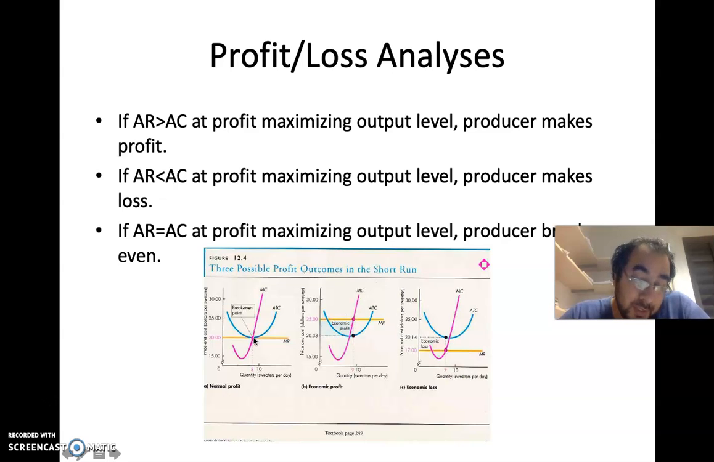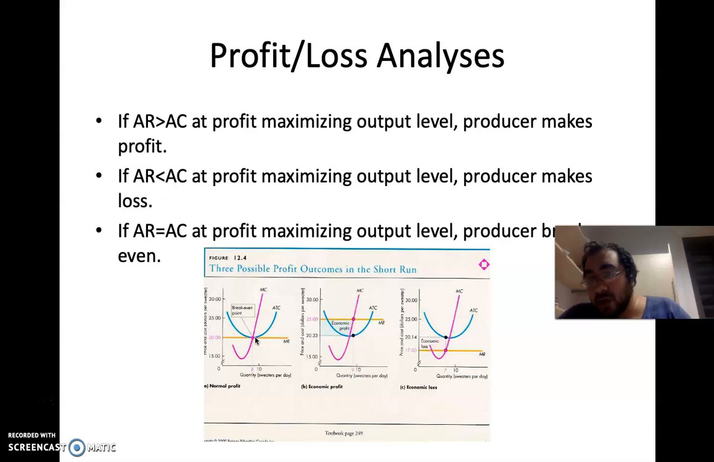And at that point, since average cost and average revenue are equal to each other, their difference is 0. And if you multiply it with the quantity that is produced, again, you get 0. Your profits are 0.